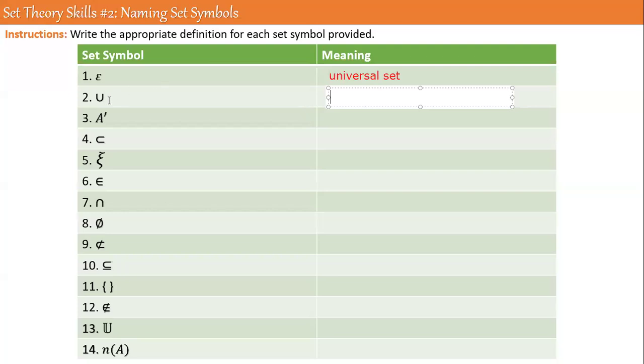Okay. Number 2. What do we have for number 2? Union. Very good. Union of sets. For number 3, what y'all have for number 3? A complement. Very good. What do we mean by a complement? Everything except for A. Very good. What is number 4?